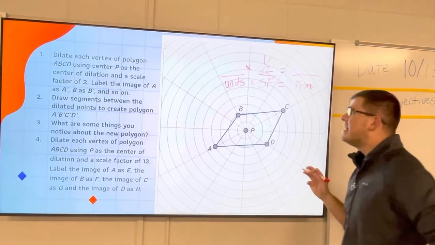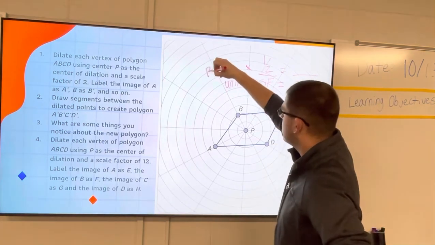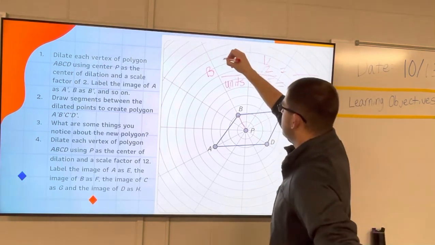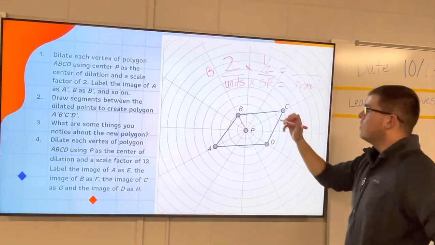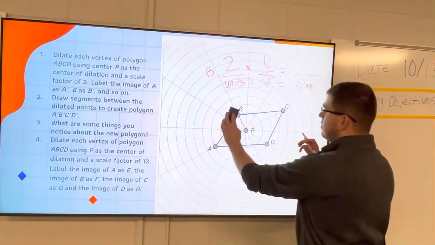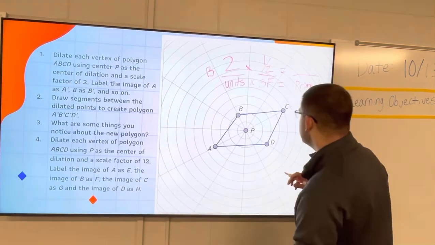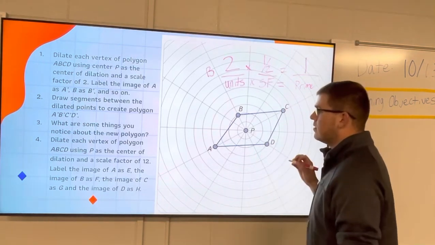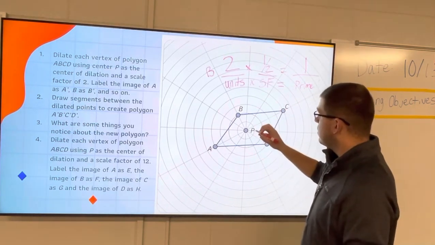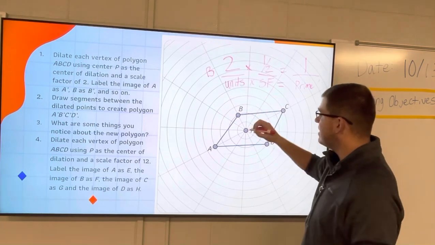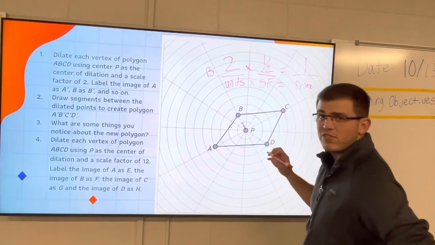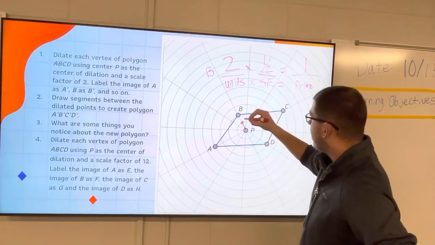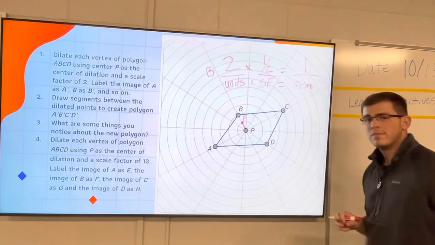Okay, so let's work with B now. B is 2 units from the center of dilation. With a scale factor of 1/2, it's essentially dividing by 2. 2 times 1/2 equals 1. That's where my prime point is going to be. So instead of 2 units, instead of going past it, now we're just going 1 unit from the center of dilation. Okay, so I'm going to mark my new prime as point F.